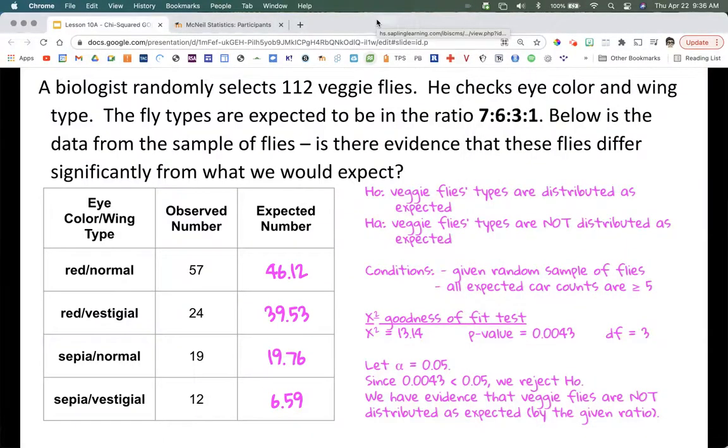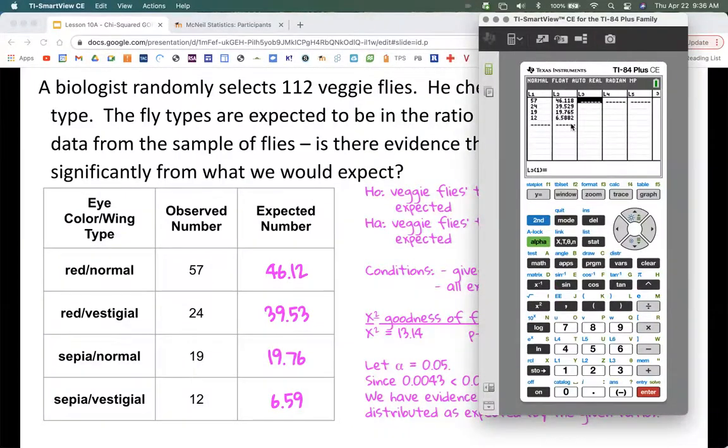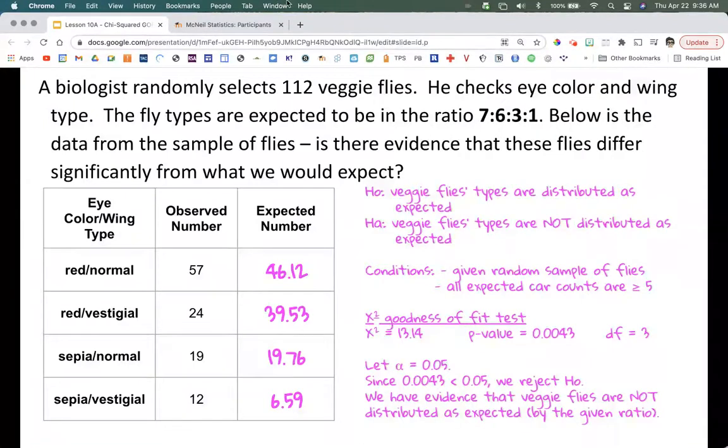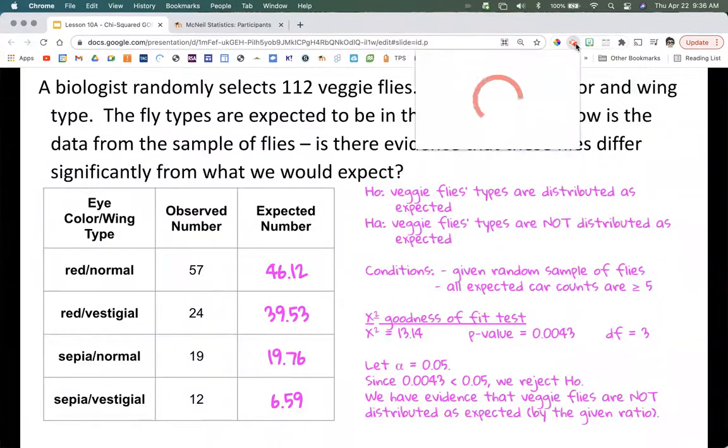If you have questions on calculator stuff, especially those of you that have older calculators and you don't get the fancy chi-squared GOF test, make sure you talk to me if you have questions about that. So that is it for today. We will talk in class.